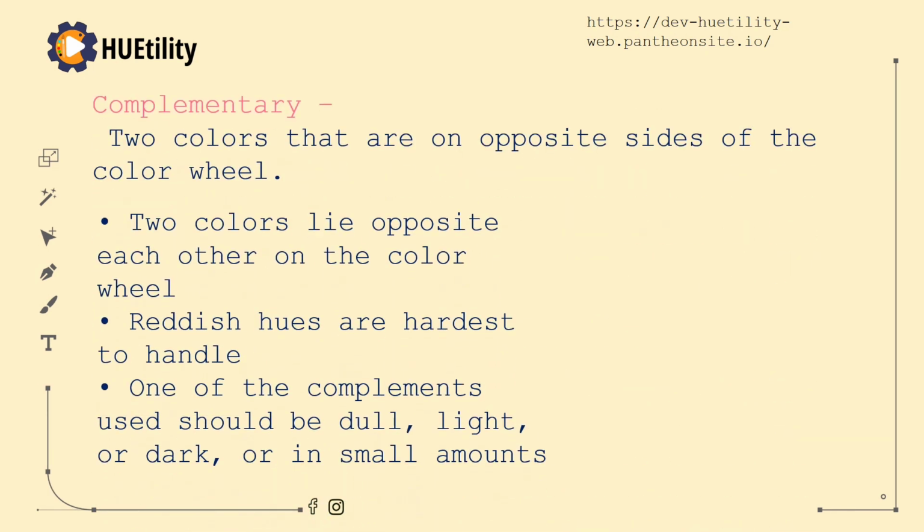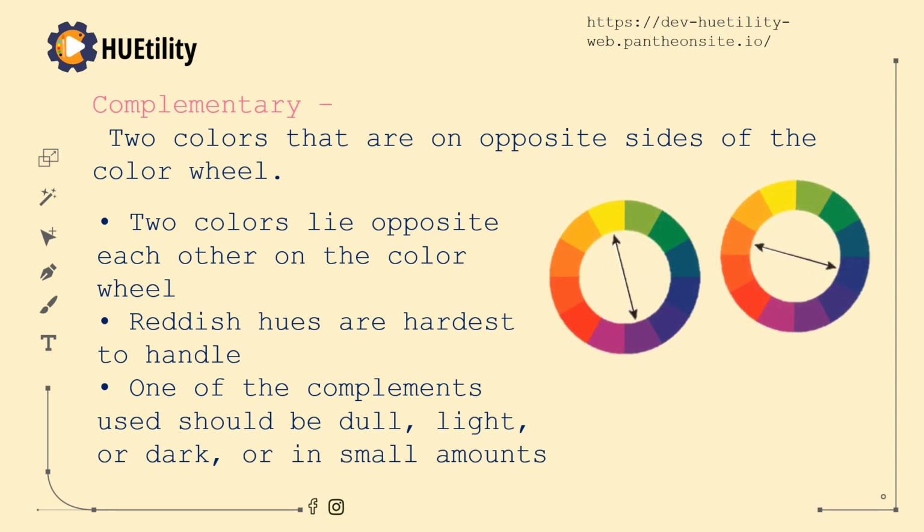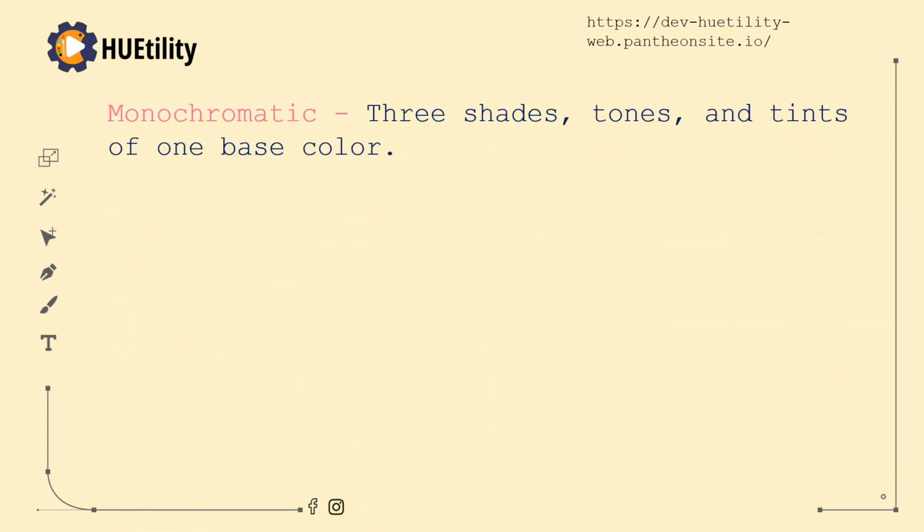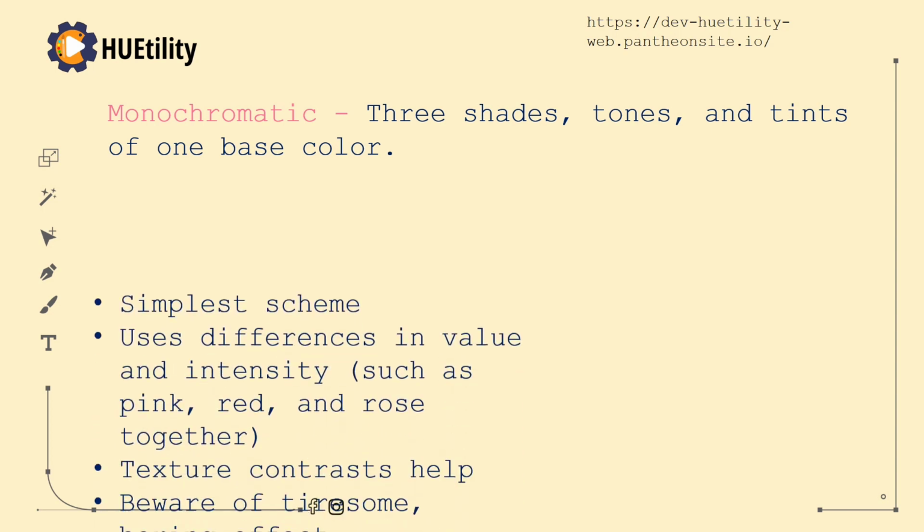Under this is complementary colors, colors that are on opposite side of the color wheel. Remember that reddish hues are hardest to handle, and one of the complements used should be dull, light, or dark, or in small amounts. Next is monochromatic or monochrome, 3 shades, tones, and tints of one base color.